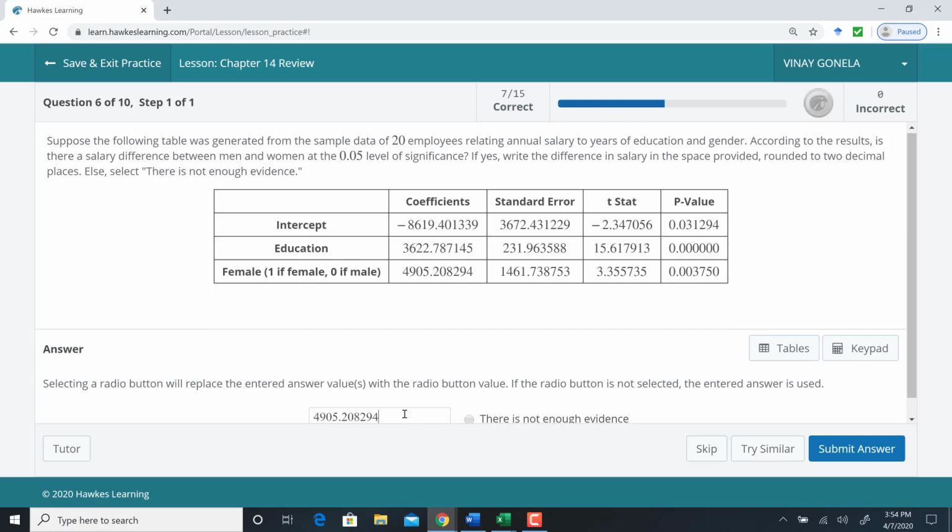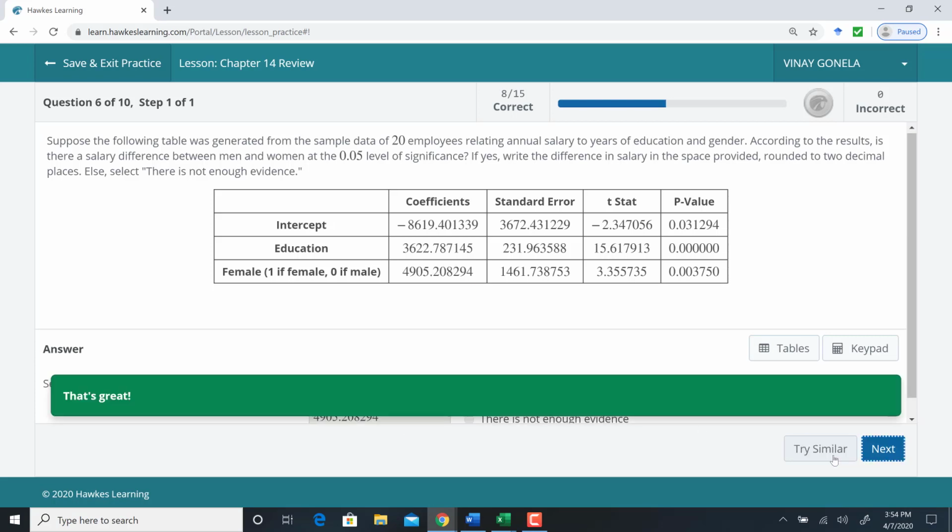So this is how you will be solving all the problems in Hawk's Learning. Usually you have to remember for the entire model, if the p-value is less than alpha, it's significant. For the individual variables, if you have a p-value less than alpha, then that variable is also significant. And then the coefficients represent the regression equation. So this concludes my lecture on multiple regression. Thank you.